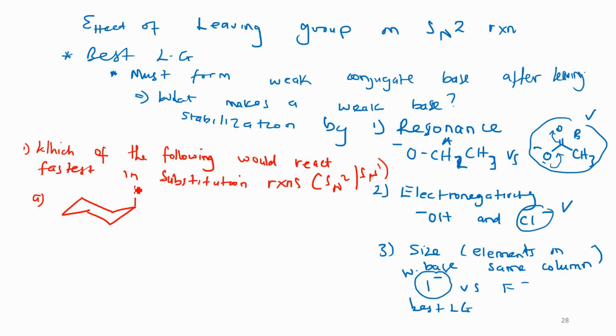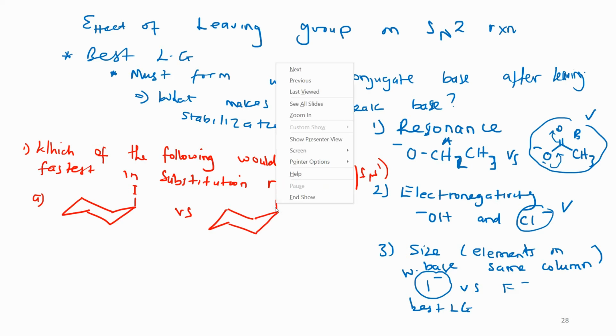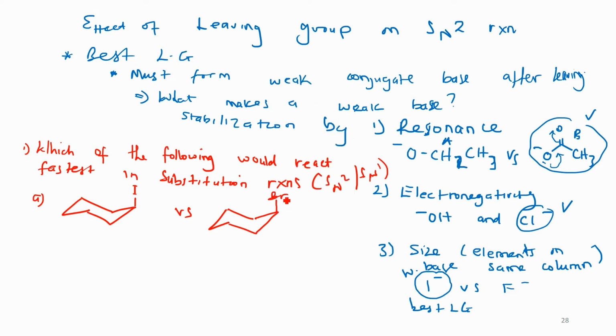That one has an I, and this one right here has a Br. Tell me the answer. The one with the I. Yep. All because of size. Once I leaves, it gives you I minus. This gives you I minus. This gives you Br minus. I minus has more space for electrons to stay and reside. So it's a weaker base, which means it's a good leaving group.